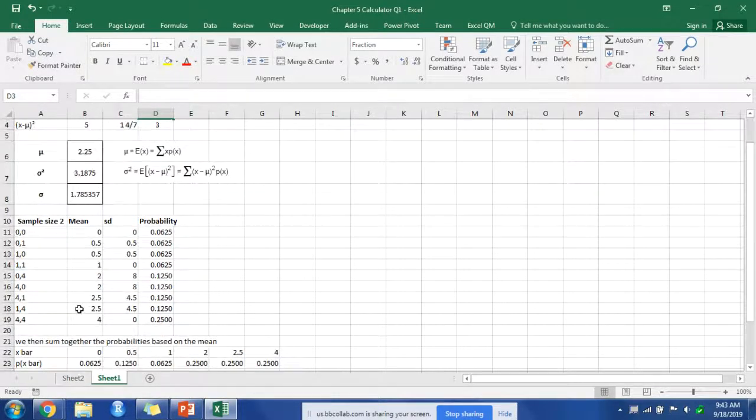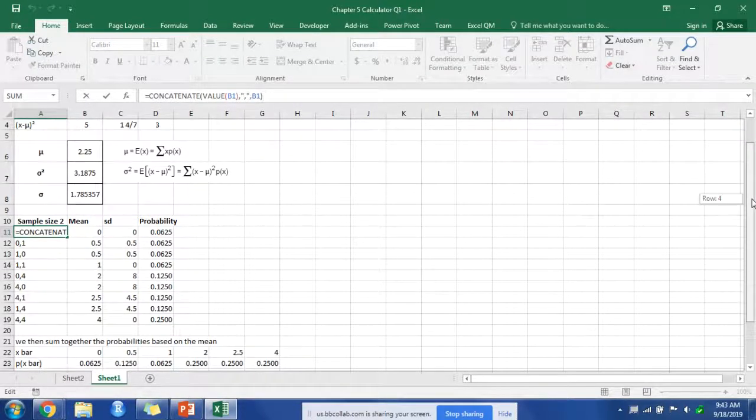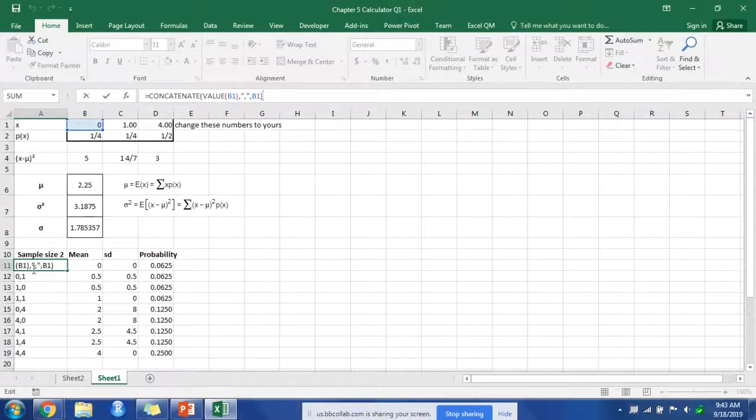It's going to give you all the iterations. Another interesting formula is concatenate, which takes text from two cells and joins them together. To get your iterations, we have sample size 2. I took the value of a1, which is 0, comma, the value of b1, so we get 0, comma 0. Same thing with the next one: we concatenate the value in b1, comma, with c1, so we get 0, comma 1.